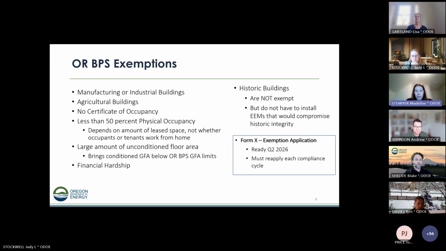On the right-hand side of the screen, you'll see a couple bullets on historic buildings. Please note that historic buildings are not exempt from this program, but they do have some lenience in the energy efficiency measures that they will have to install. At a glance, these historic buildings will not need to install any energy efficiency measures that could compromise the historic integrity of the building. Next slide, please.